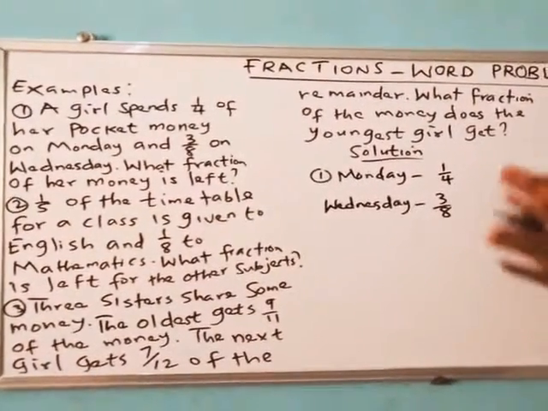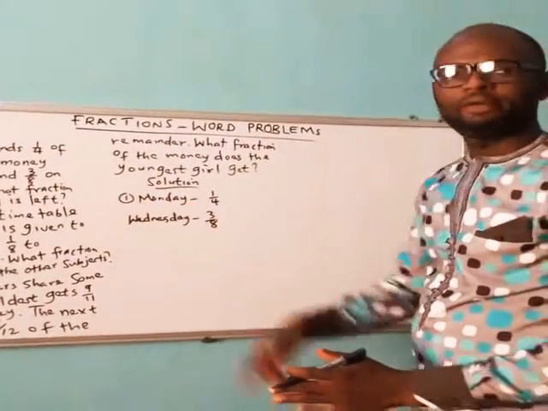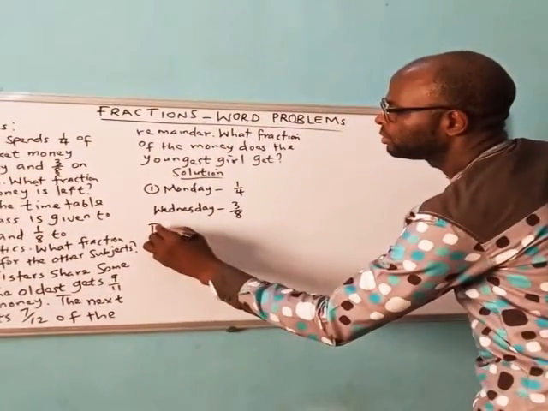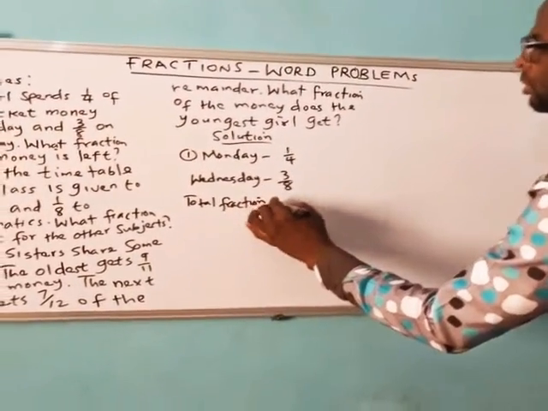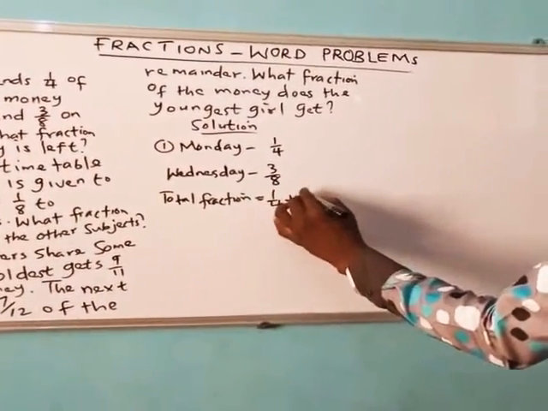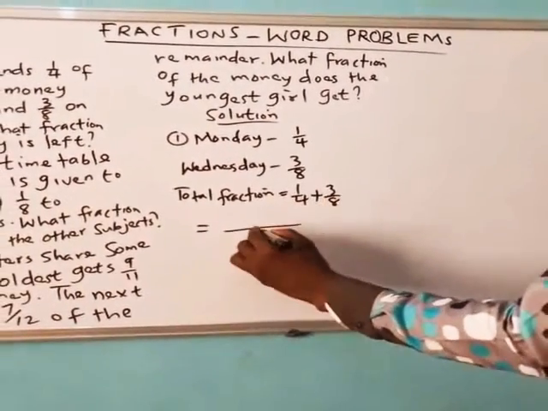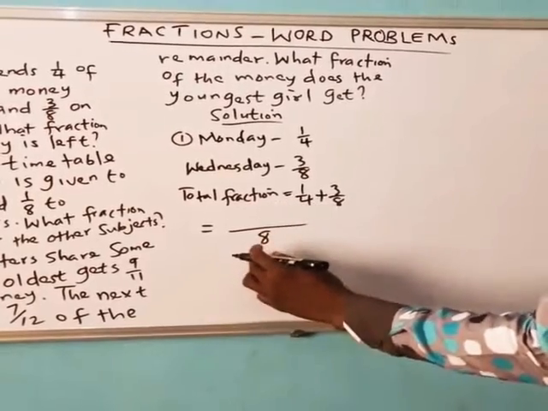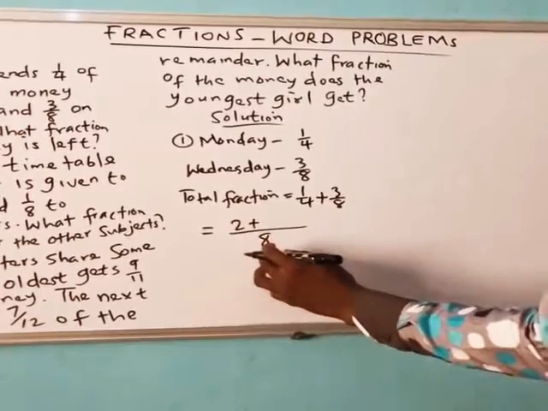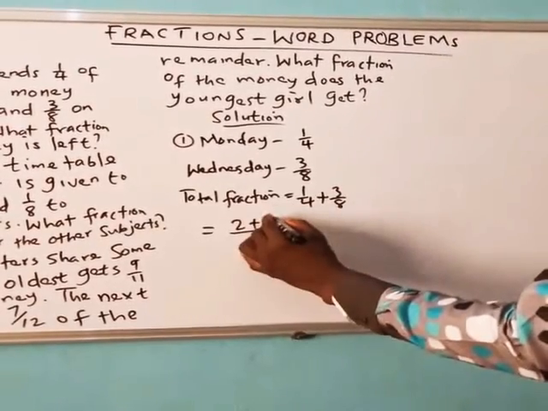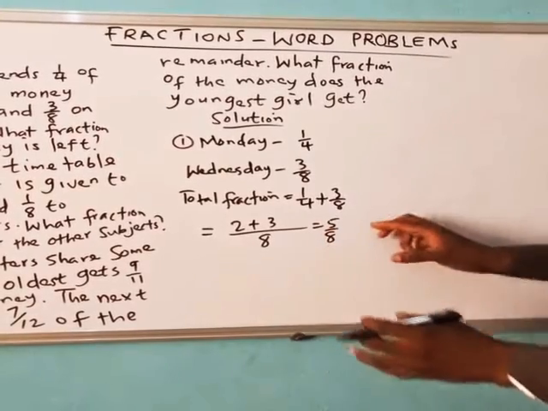We need to know the total fraction that has been used before we can know the fraction left. So the total fraction will be the addition, that is 1/4 plus 3/8. Find the LCM of 4 and 8. The LCM is 8. 4 in 8, 2. 2 times 1, 2. Plus 8 in 8, 1. 1 times 3, 3. So 2 plus 3, that's 5/8. This is the total fraction used.